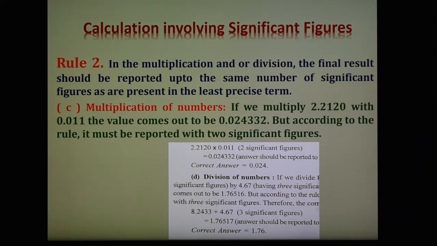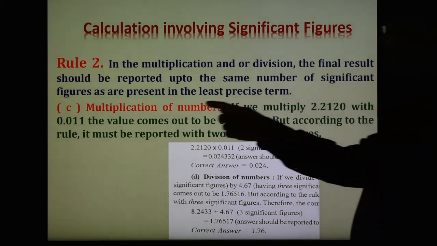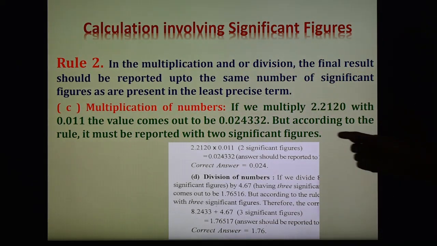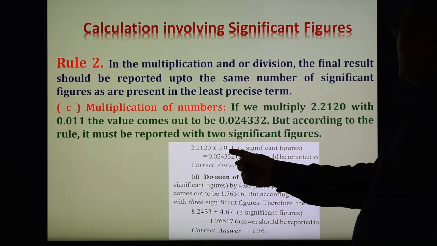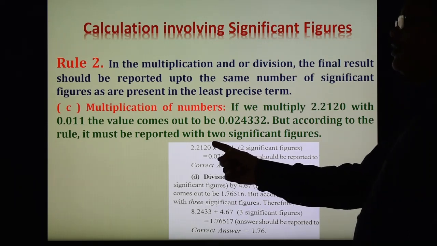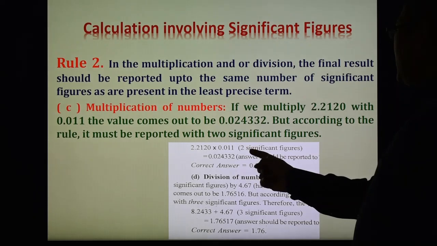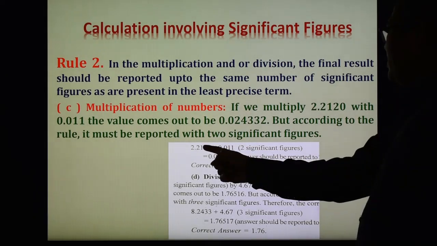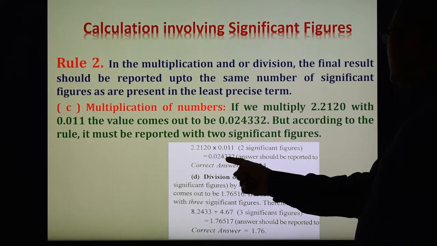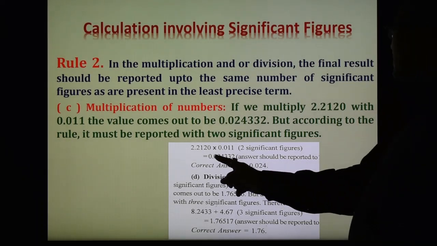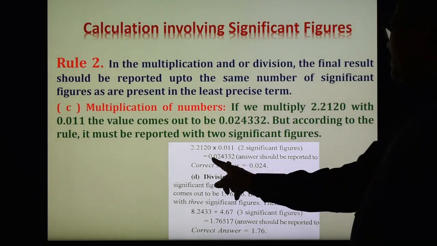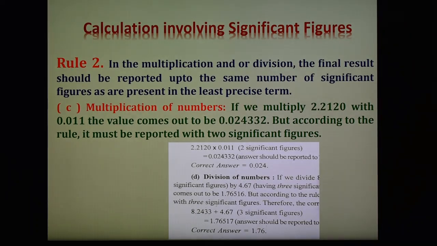So we are going to see the multiplication of numbers. Now here, if we multiply 2.2120 with 0.011, the value comes out to be 0.024332, but according to the rule it must be reported with 2 significant figures. This number, 0.011, has 2 significant figures because the leading 0 is not significant, only the 1 1. After multiplying we get this answer, so the final result should be reported to 2 significant figures. So the final result is 0.024. 24 contains only 2 significant figures.